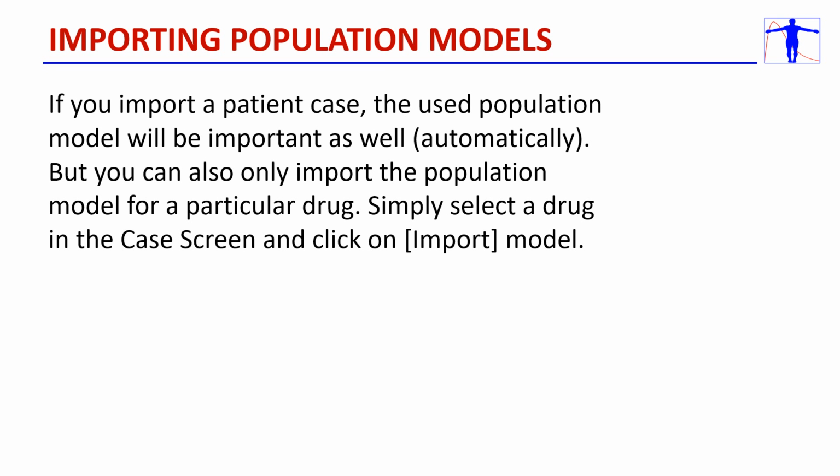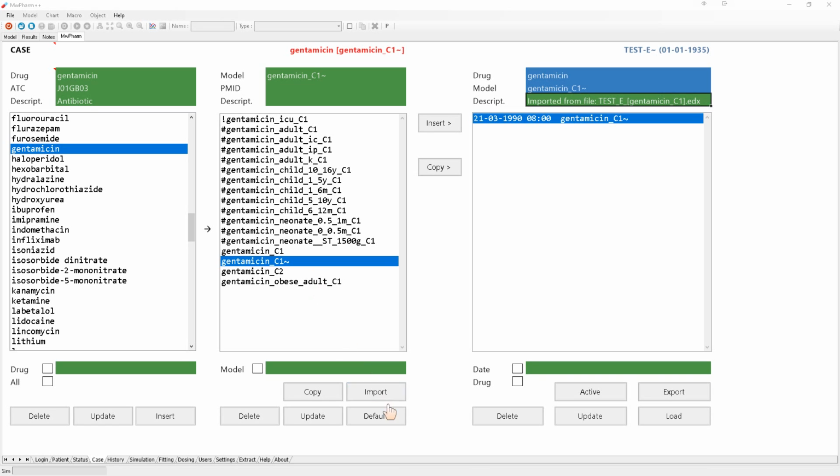But as I said, you can also import only the population model for a particular drug. So we simply have to select the drug in the case screen and select import model. So we're going to demonstrate this here. So I'm going back here and I say import now.